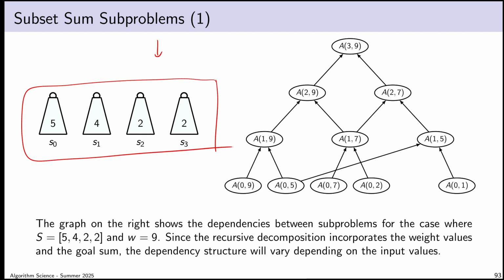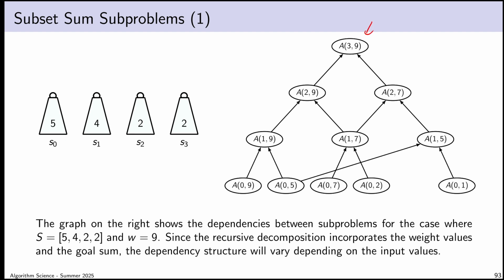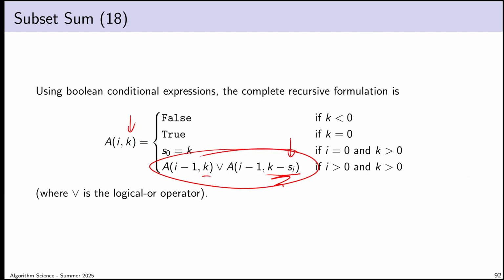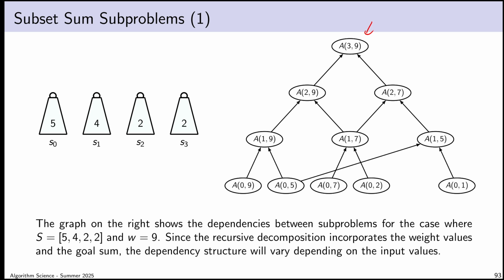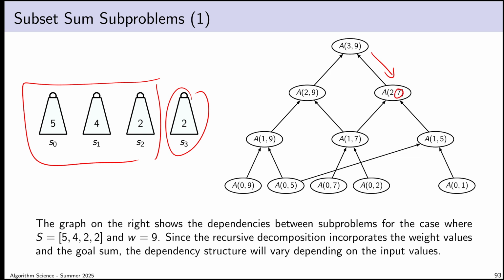So suppose I'm given this sequence of weights in this order, 5, 4, 2, 2, and I want W to be equal to 9. Well, then the problem I want to solve is A(3,9). I want to use all the weights up to and including S3 to get the goal sum 9. And then if I look at the recursive decomposition, A(3,9) has 2 options for weight S3. Either it is out, in which case I want to create a subset up to and including S2 that adds to 9, or S3 is in, in which case I want to create a subset of all the remaining things that adds to 7, because S3 equals 2, so 9 minus 2 equals 7.